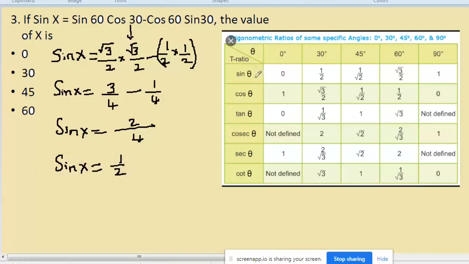In this table, which angle is 1 by 2 in sine? In sine, which angle is 1 by 2? 30 degrees. Therefore, the value of x is equal to 30 degrees. The correct option for this question is 30 degrees.